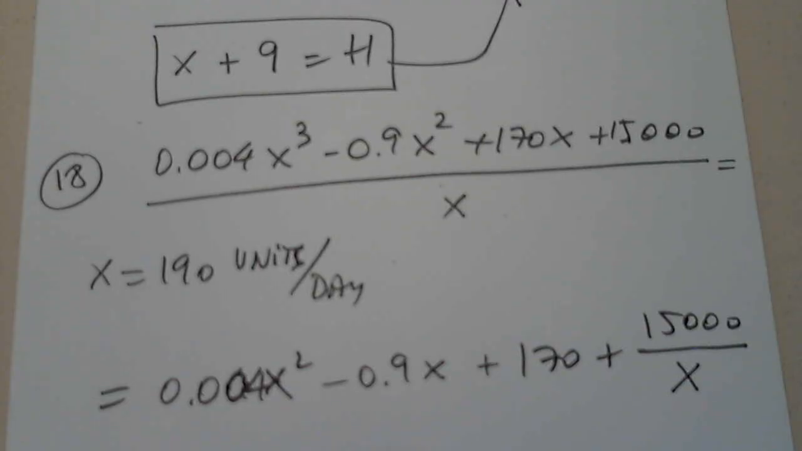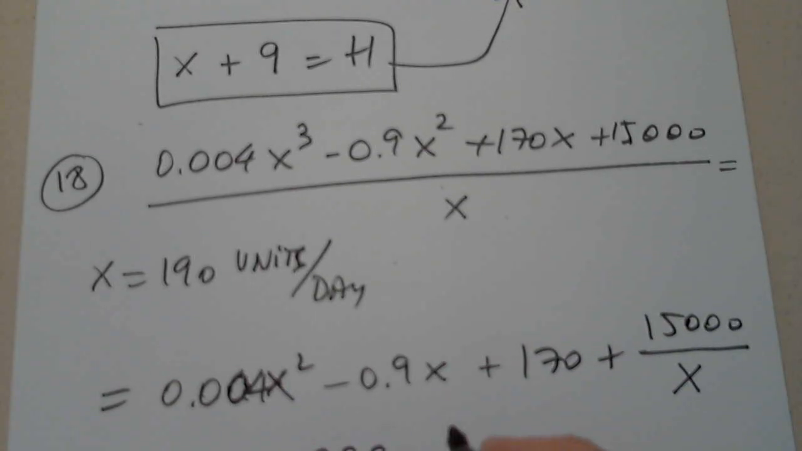So 222.35. So the answer, the cost is $222.35. This is the best way to punch it in and get the final answer. It's the average cost of x computers per day. I didn't think to put that in the graphing calculator, so you keep that in mind.